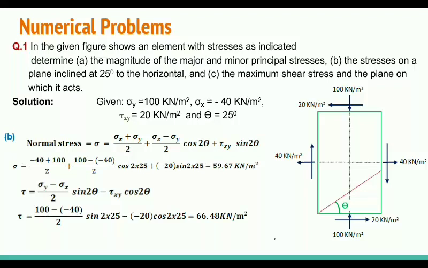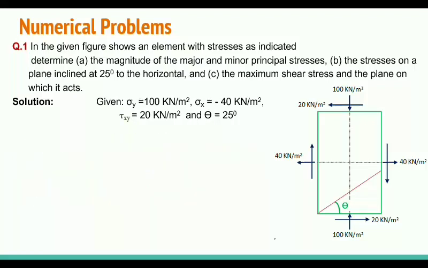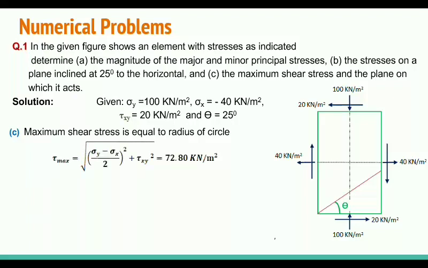So the B part is also completed. Let's go for the C part: the maximum shear stress and the plane on which it acts. So the maximum shear stress is equal to the radius of the Mohr circle. So we can calculate the radius of the Mohr circle, and we have this formula. So we got 72.80 kN per meter square. Okay. So the maximum shear stress will be equal to the radius of the Mohr circle, so we can get 72.80 kN per meter square.